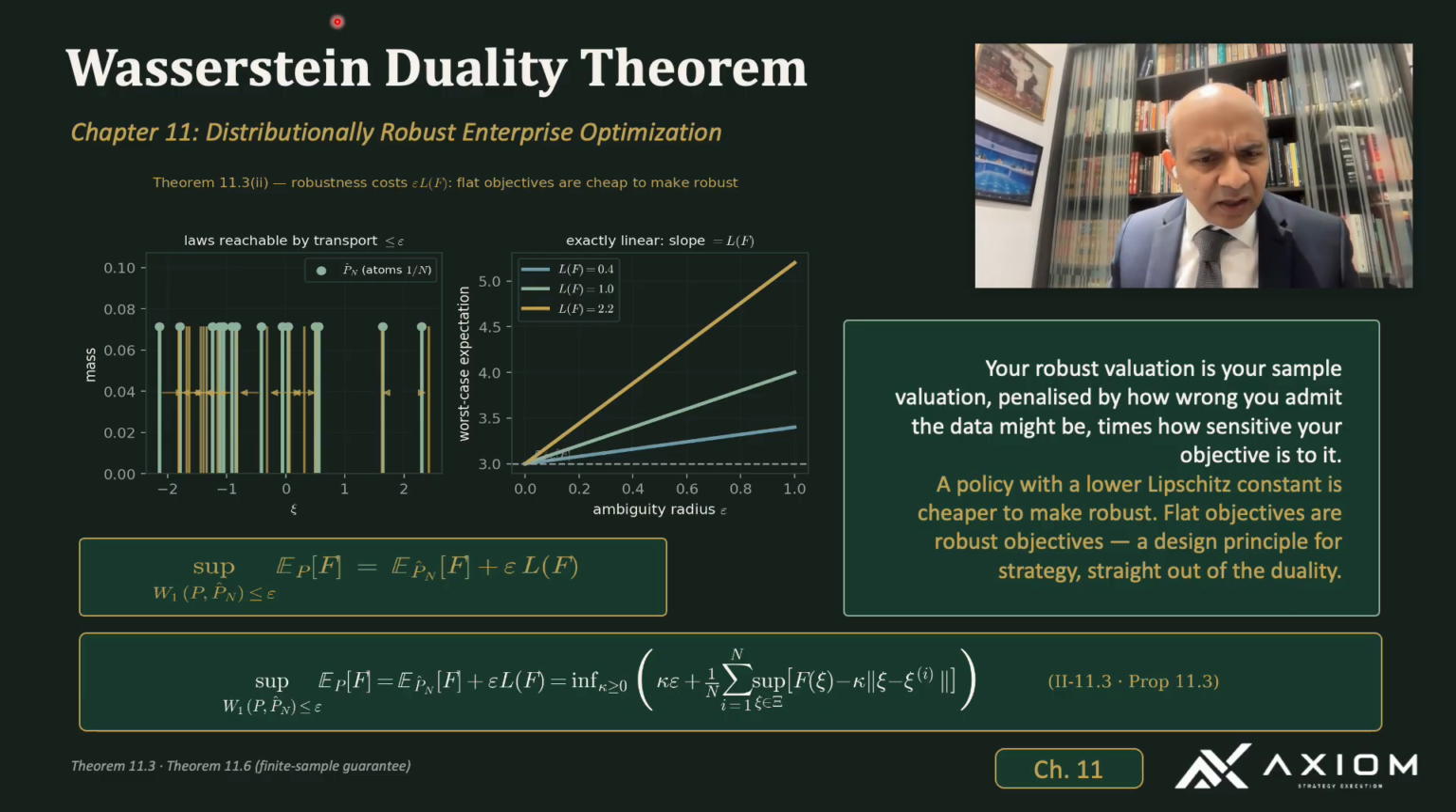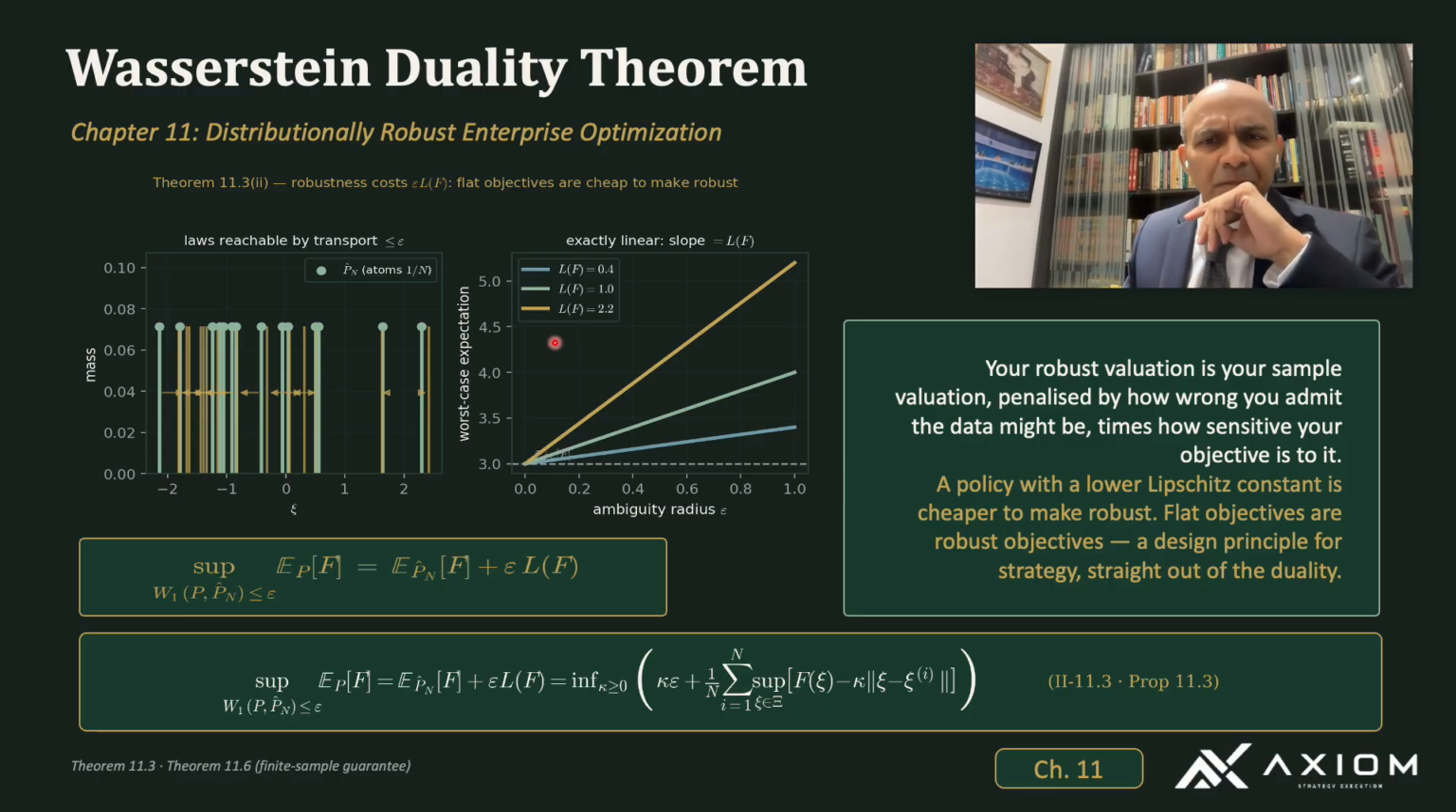So in the chart, in the left panel, we can see mass on the vertical and zeta on the horizontal. This shows the Wasserstein ambiguity set. Probability mass from the empirical observations can be transported to nearby locations as long as the total transport cost stays within the radius of epsilon. The right panel here shows the ambiguity radius on the horizontal axis and the worst case expectation on the vertical. It shows the consequence.